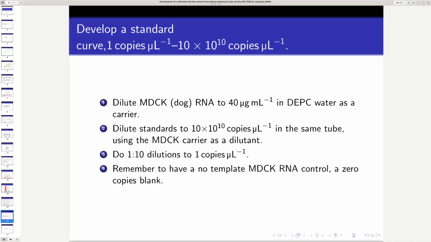And then you dilute your standards from 10 to the 10 copies per microliter. So you take your roughly 10 to the 11 concentrated RNAs, okay, and then dilute them so that each of the RNAs is at 10 to the 10 copies per microliter in the same tube with the MDCK carrier as the diluent. Then you do 1 to 10 dilutions right down to 1 copy per microliter. And then you've got to have a blank as well. Okay, so no template in the MDCK RNA control, 0 copies blank.